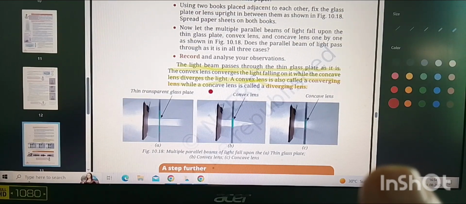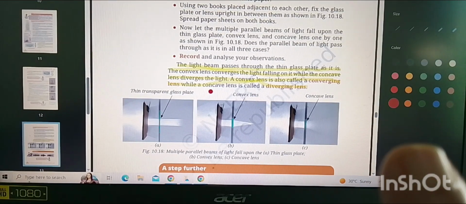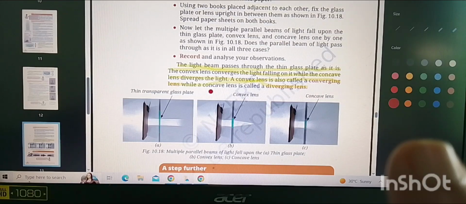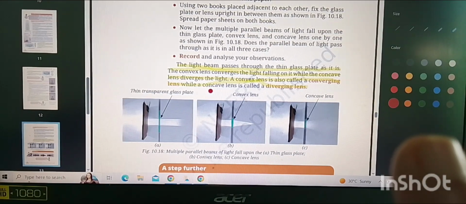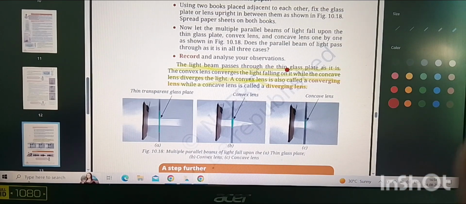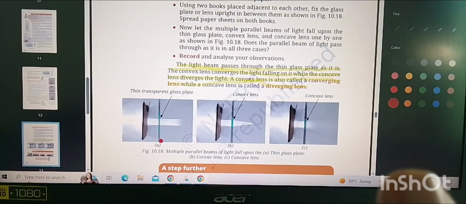And earlier we learned that concave mirror is converging and convex is diverging, right? In the case of mirrors. But in case of lens, it is just the opposite. That is, the light beam passes through the thin glass plate as it is. The convex lens converges the light falling on it while the concave lens diverges it. Just the opposite. Here in this example, you can see a transparent glass plate is shown, and when the light falls on it, it goes parallelly, similar to the case of a plane mirror.